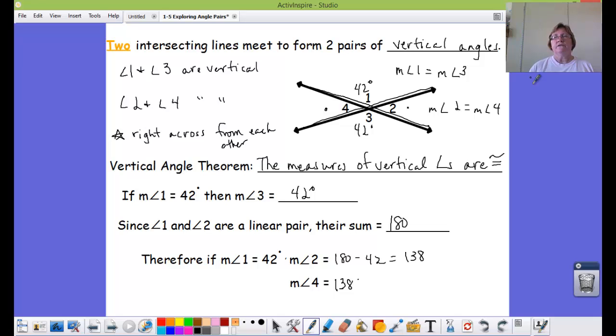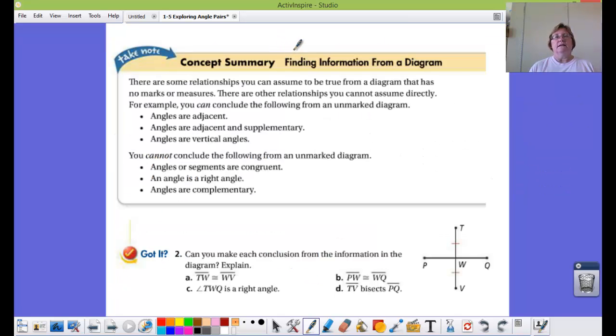So far we've introduced 4 types of angle pairs. Those are complementary, supplementary, adjacent, and vertical. 4 angle pairs that we need to know about and that we'll use the rest of the year. This slide is copied from your textbook. It's very important information in geometry.